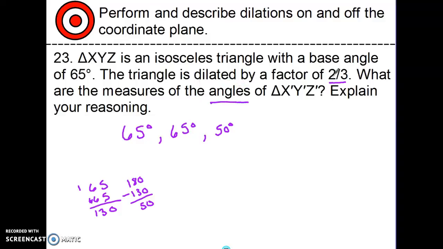So keep that in mind: the angles stay the same, only the sides change by the scale factor because they're proportional.